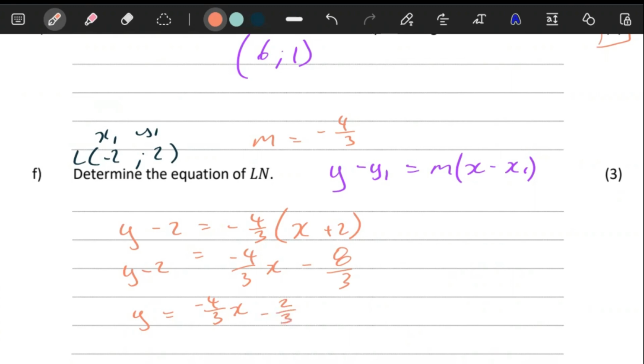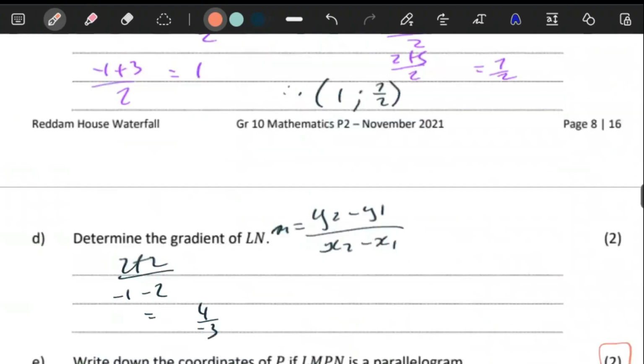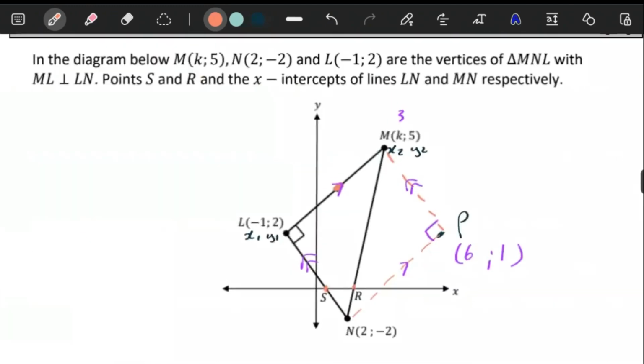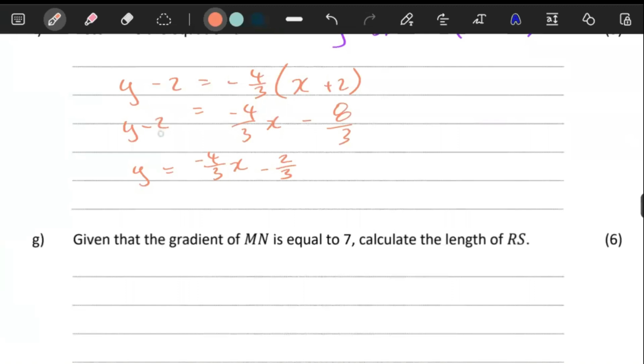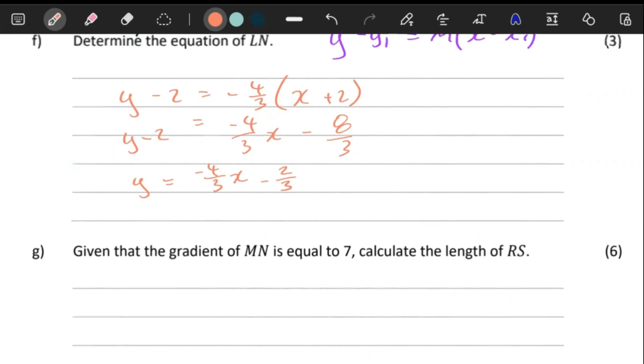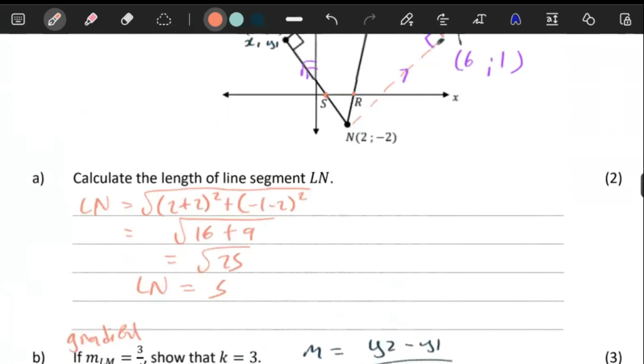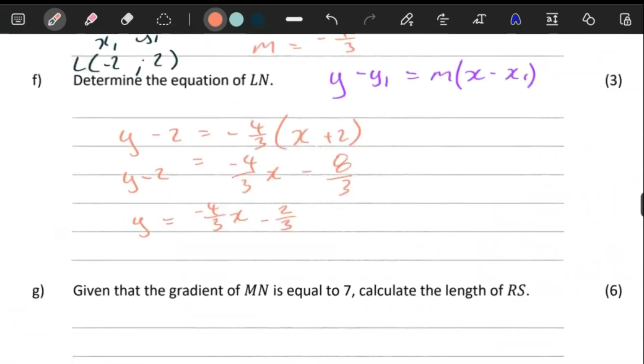So what now? That's the equation, because as you can see, it doesn't look right. This value has to be a positive value. So I made a mistake somewhere. This plus 2. Let me just double check what I did here. I think I used the wrong coordinate for L. Oh, -1. Come on, bro.